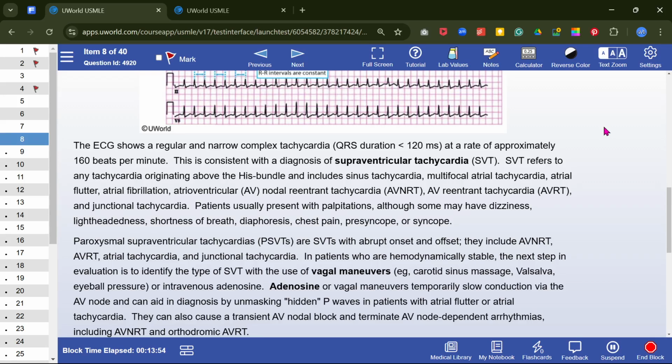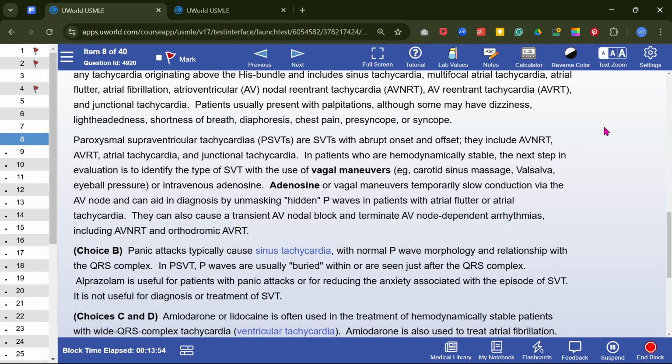This can cause transient AV node block and terminate AV node dependent arrhythmias, including AVNRT and orthodromic AVRT. Got it?